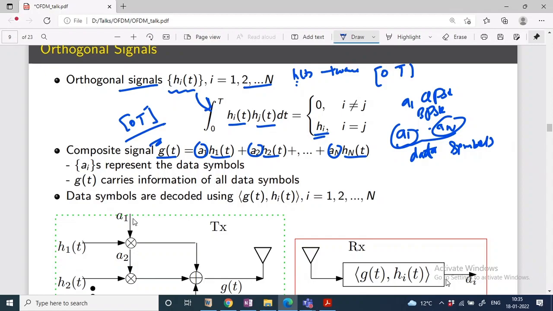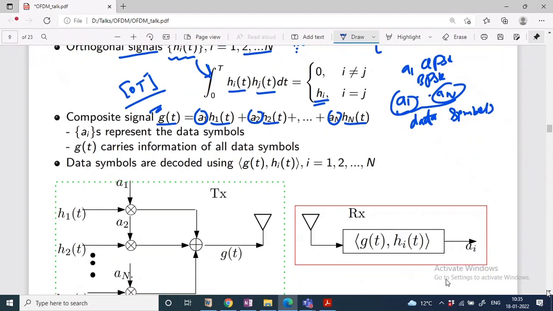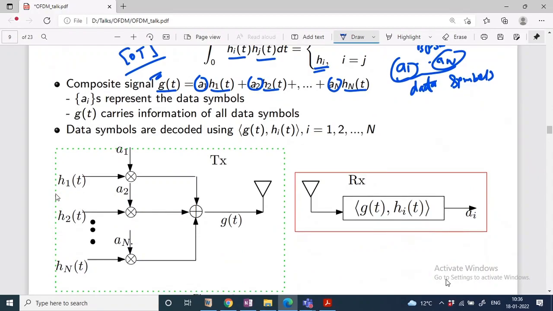Now, this is the structure of the transmitter. You take the signal h1(t) multiplied by data A1, then A2 and h2, and so on. Then you add up, and you have a composite signal g(t) that you can transmit. So you just need one antenna, a single digital to analog converter, and a single up-conversion oscillator. That is the advantage.